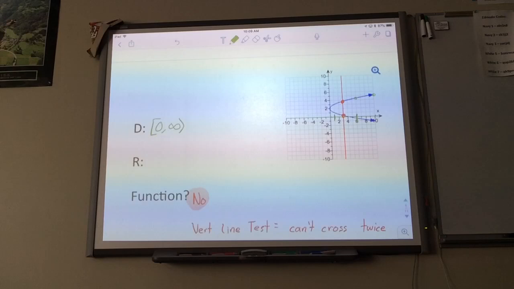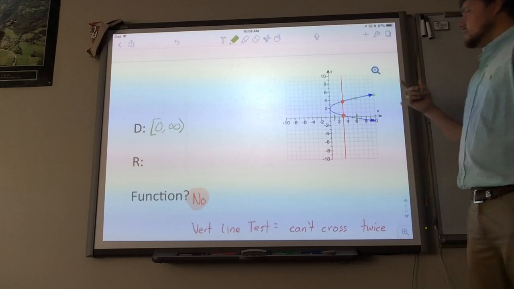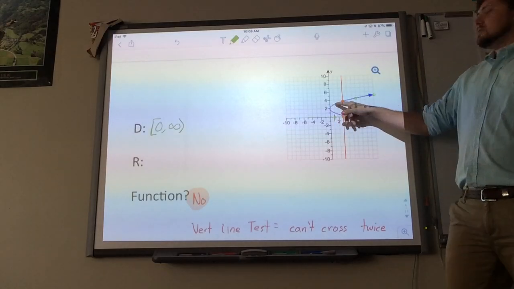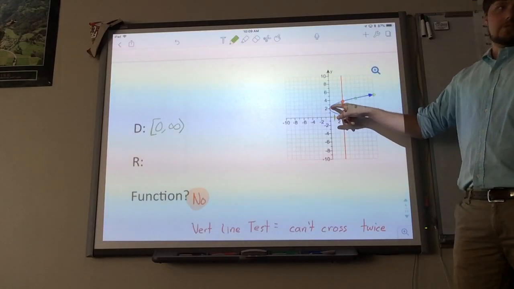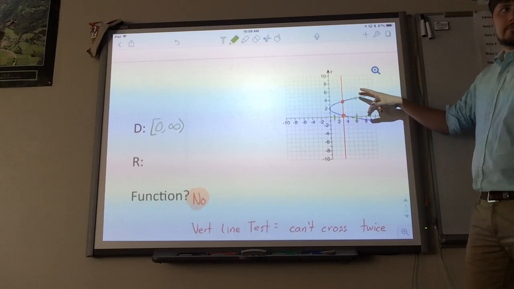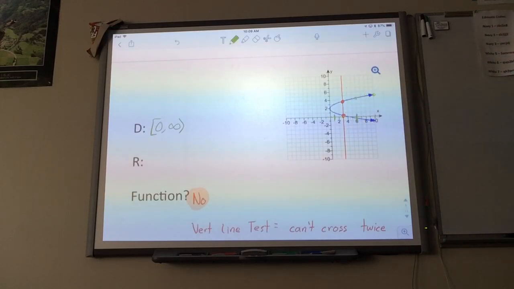So how do you determine whether to put a bracket or a parenthesis? Most of the time on these types of graphs, if it touches it, it's going to be a bracket, unless they put literally a circle there where it's not touching that 0. So on graphs, it will be a bracket because it's going to be touching the point that you see it touch.